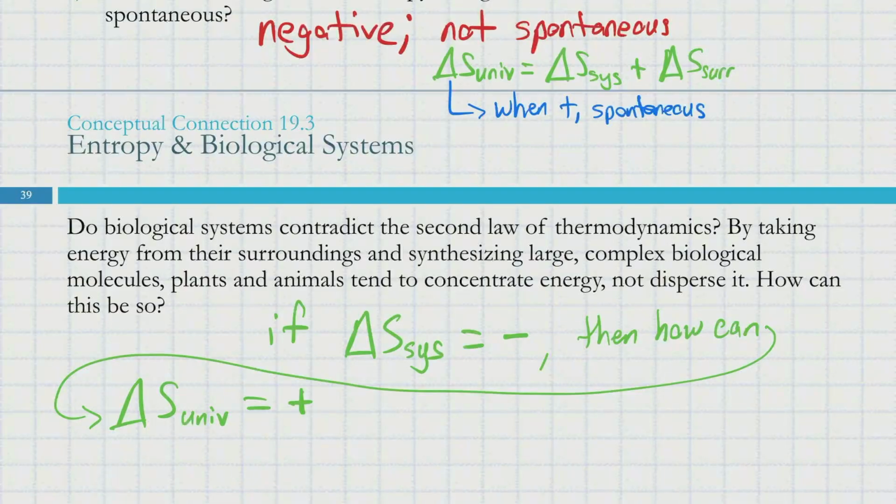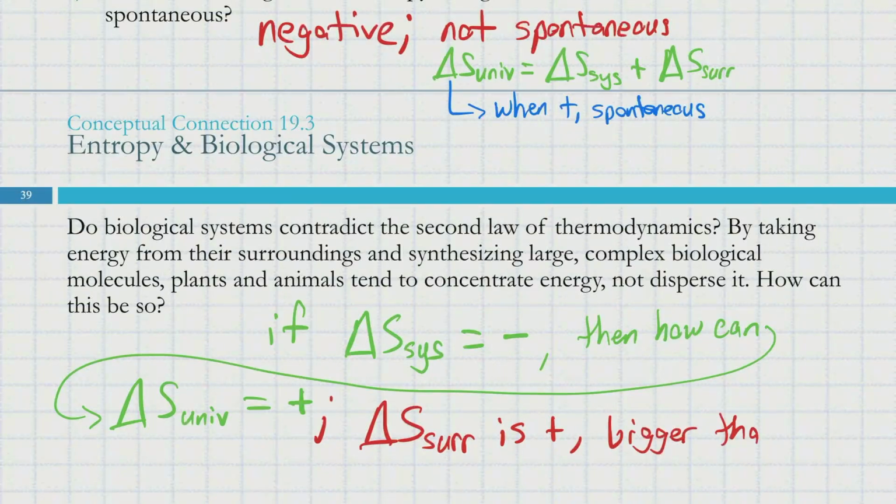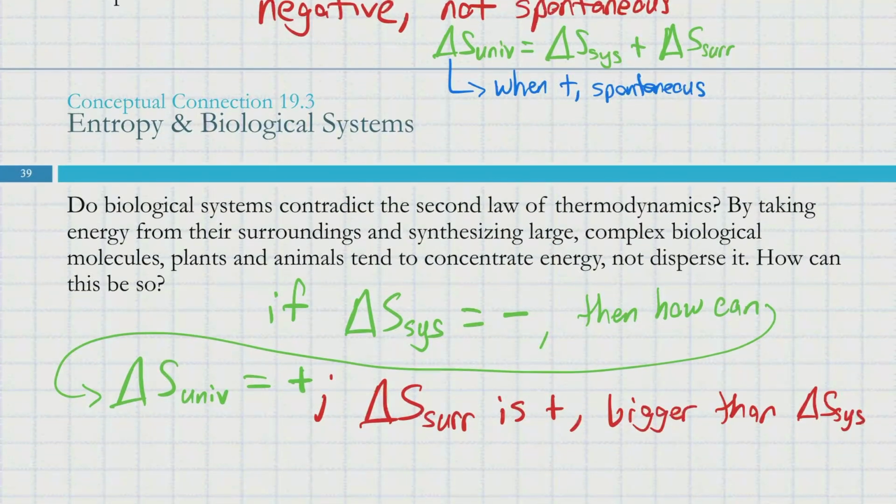Any ideas? Our surrounding energy is greater than our system. Yeah, the change in entropy of the surroundings is positive and bigger than the change in entropy of the system.